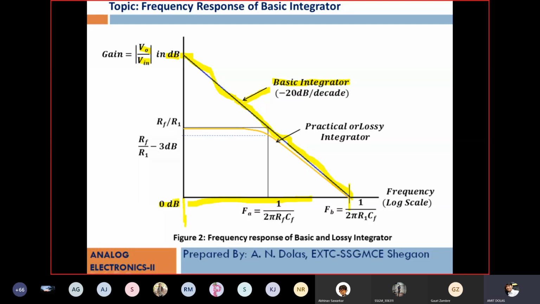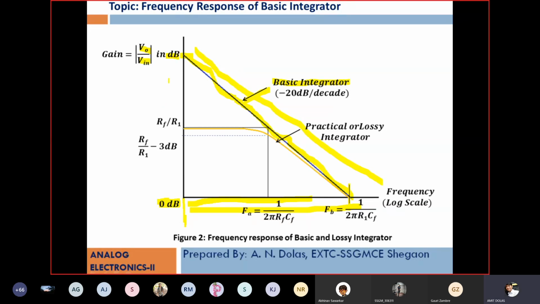0 dB is nothing but 1. Gain becomes 1. Generally at 1 megahertz it will be 1, because the unity gain frequency of the operational amplifier is 1 megahertz. So at 1 megahertz it will be 1. In decibels, if you take 20 log of 1, it will be 0 dB. So as we increase the frequency, gain is decreasing in the integrator.